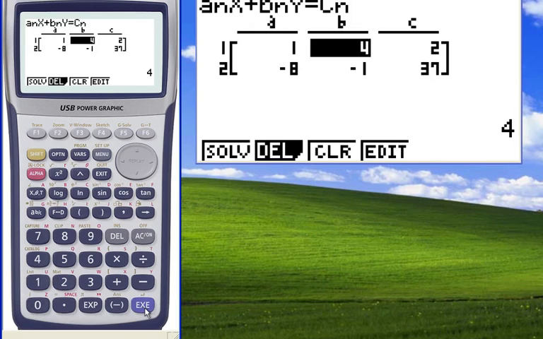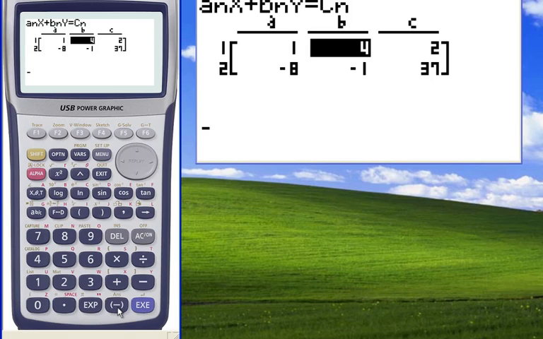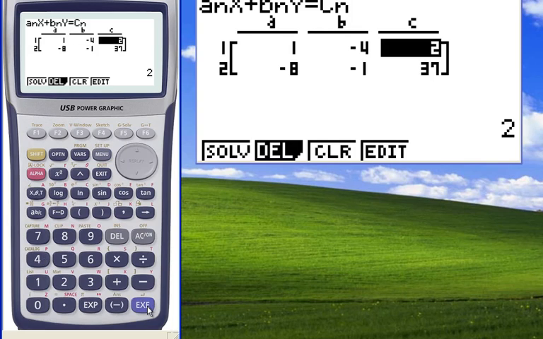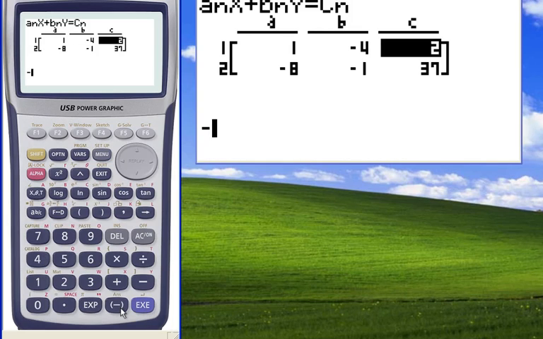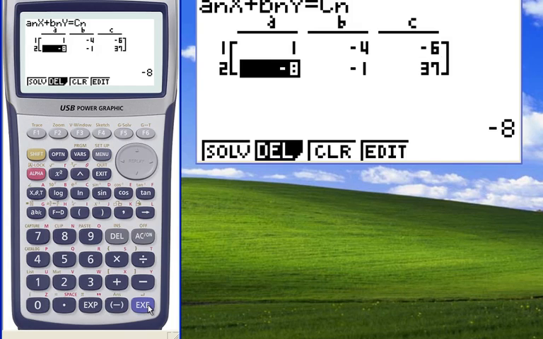and push exe. So that's a 1 because we've got 1x in our first equation. Negative 4, exe for our second one. And negative 6 for our third. Because, of course, our 6 has to go to the right-hand side, negative 6. So it doesn't want general form. It actually wants that number to be by itself on the right-hand side.